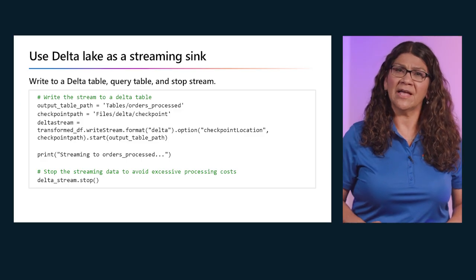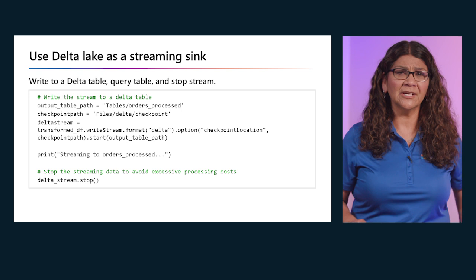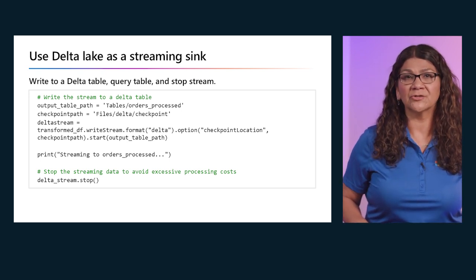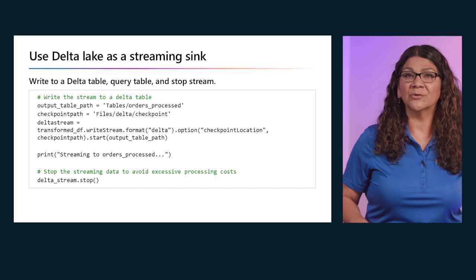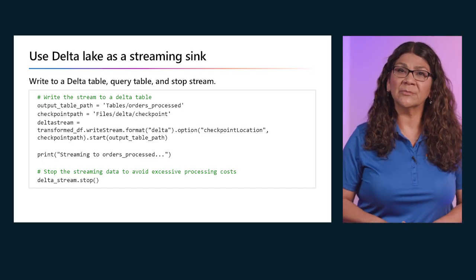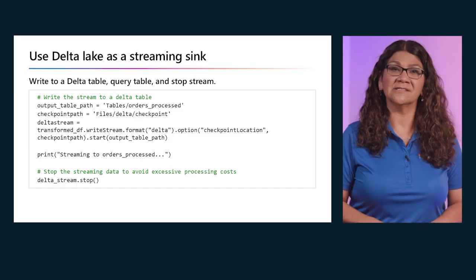However, you might have a short delay before you can query the table. Here is an example of a possible query of the orders_processed table, sorting it by order ID. When finished, stop the streaming data to avoid unnecessary processing cost using the stop method.